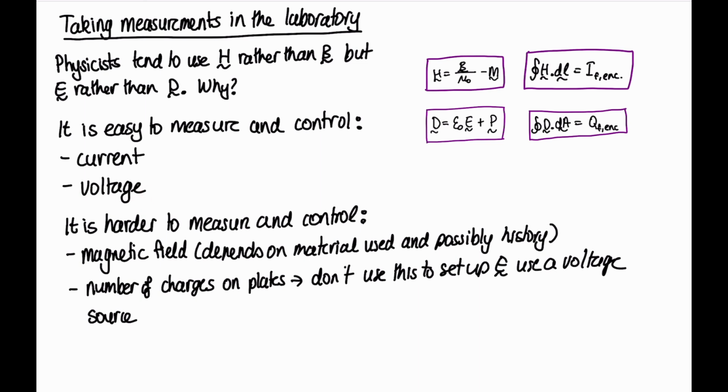There's lots of sources that we can use that give a fixed voltage as the output. On the other hand, it's very hard to measure the exact number of charges on a plate. And if we wanted to measure D, we'd need to be able to know how much charge we have in a certain location. And that measurement is very hard to get. However, if we set up a certain voltage, then we know what electric field that voltage gives, because we know that the electric field is just the negative of the rate of change of the voltage. We've got that E is equal to minus grad V. So that is very easy to measure when we measure the voltage.